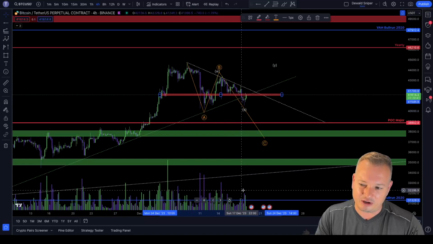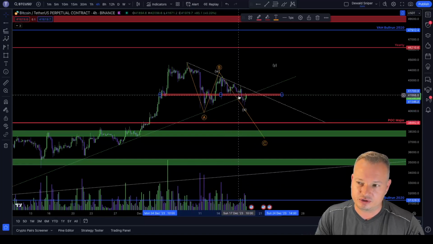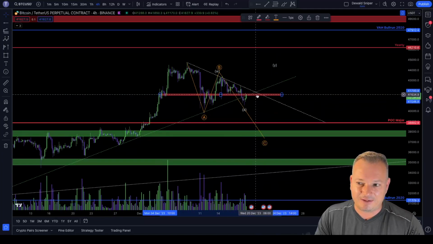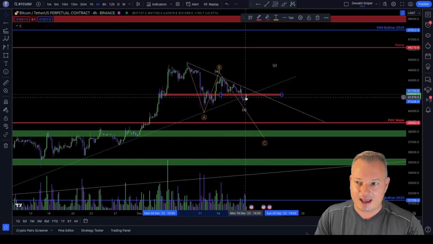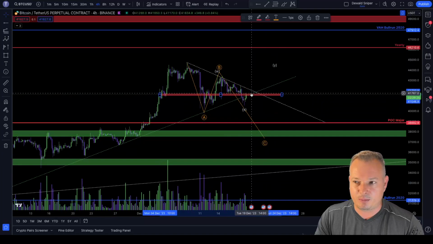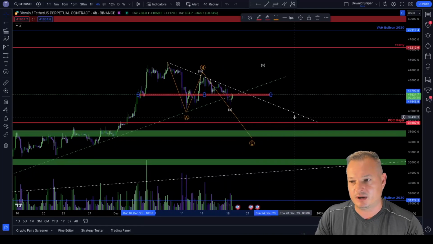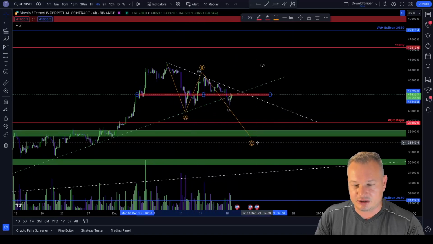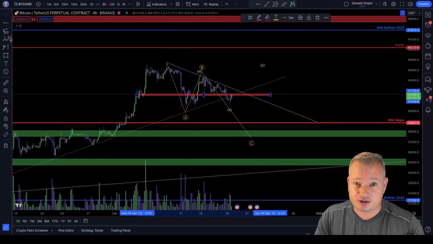Not with high volume though. That's the one thing that concerns me. I don't see a lot of selling pressure coming in to push the price down further. So currently we're fighting here with the resistance. If we had to break back up here and turn this resistance into support, I do see further momentum up for us.